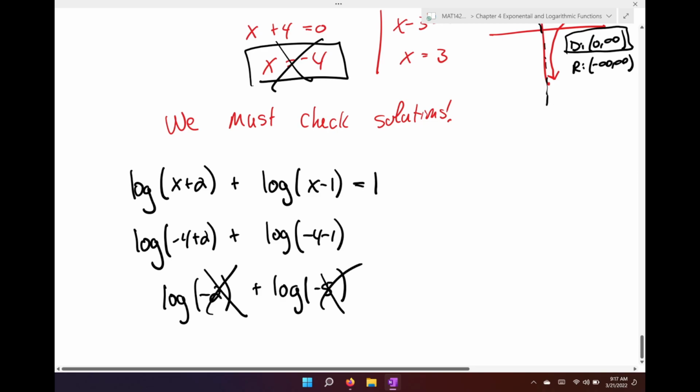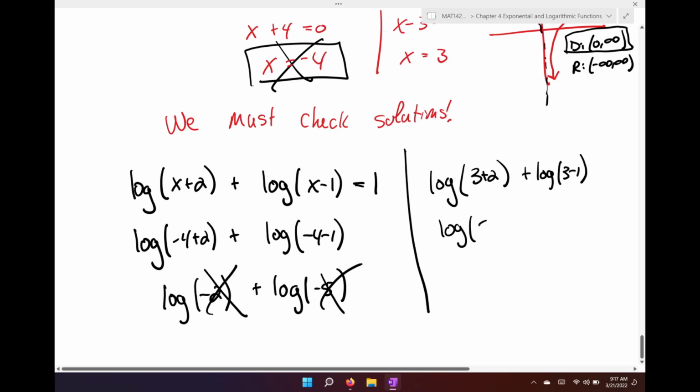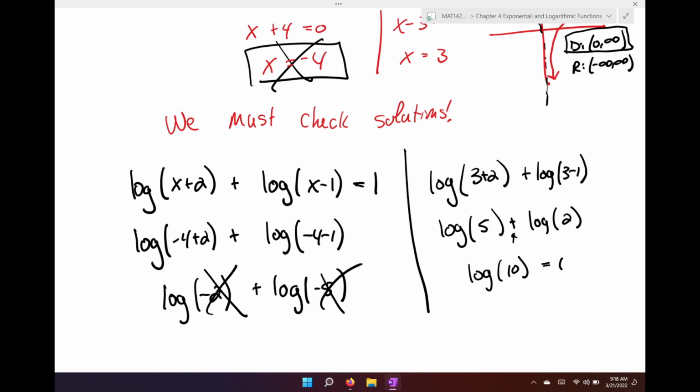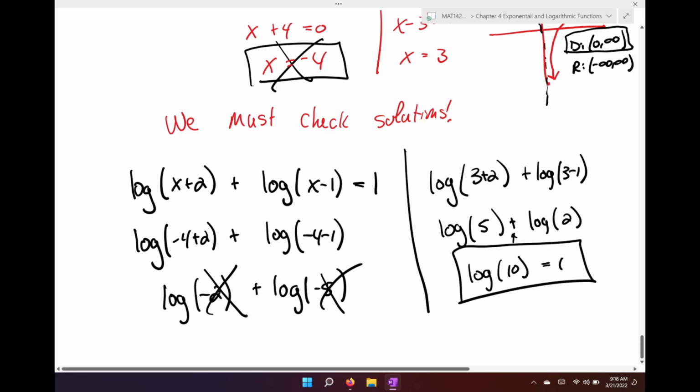And then if we want to check 3, we're going to get the log of 3 plus 2, plus the log of 3 minus 1, which is going to be the log of 5, plus the log of 2. And from here we can see, all right, they're positive. This actually just turns out to be the log of 10, because remember, you're adding, which means you're multiplying those. Equals 1, and then once we raise both sides to the 10, we actually get the correct answer here. And if you think about it, the log of 10 is equal to 1. So we are good here.